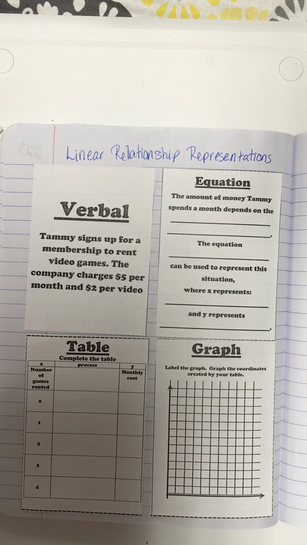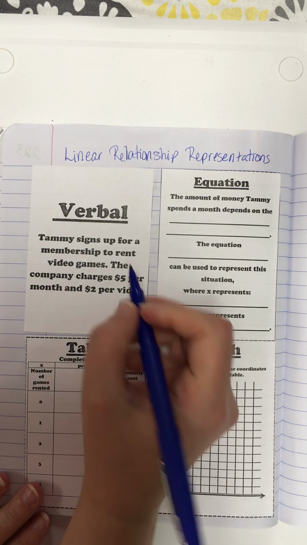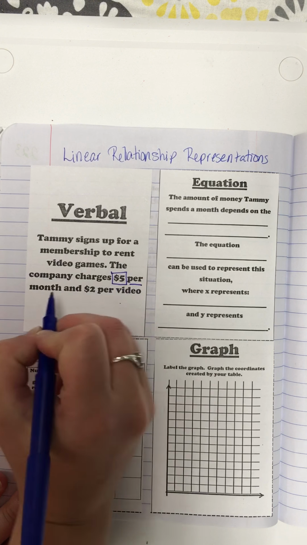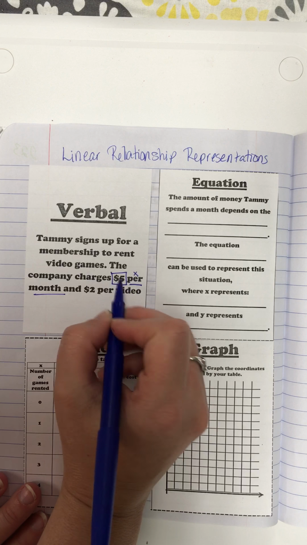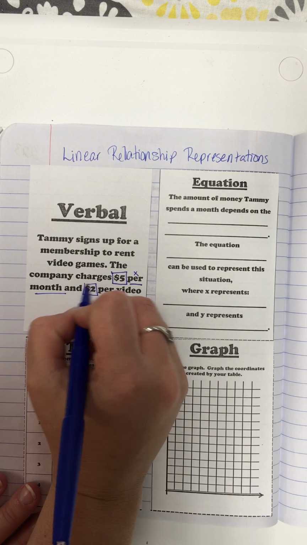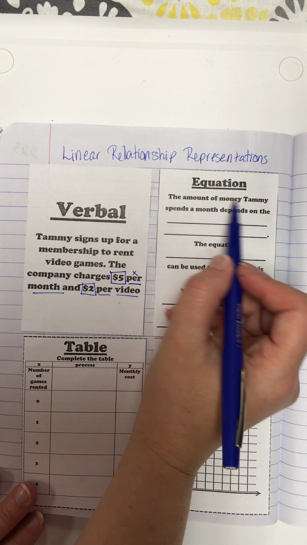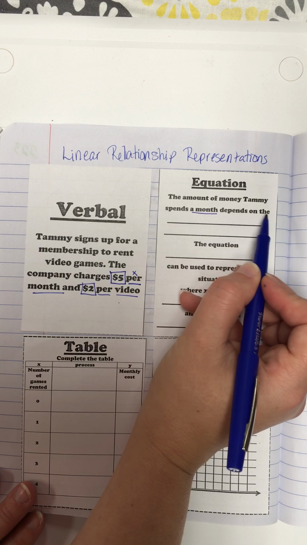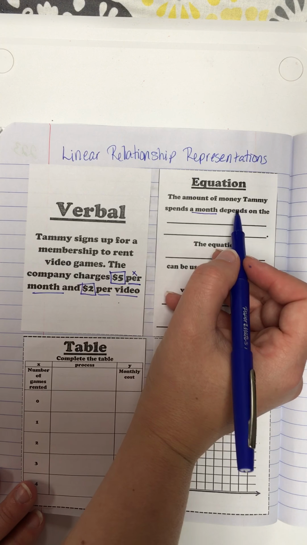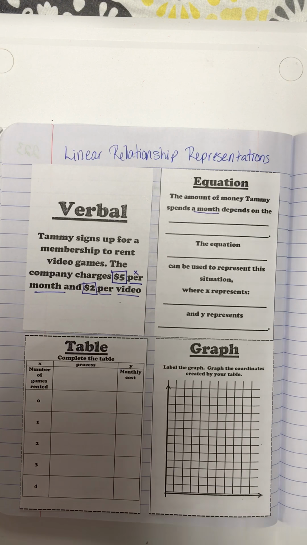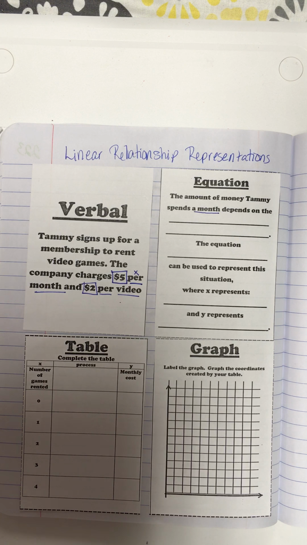Tammy signs up for a membership to rent video games. The company charges $5 per month. Remember, per, that's your sign that you're multiplying. And $2 per video. Okay. The question says the amount of money Tammy spends a month depends on the, because we're talking about 1 month, the per month doesn't really matter because we know that's going to be 1. So we're going to focus on the per video, which also means multiply. So the amount of money that Tammy spends a month depends on the amount of video games she rents, right?